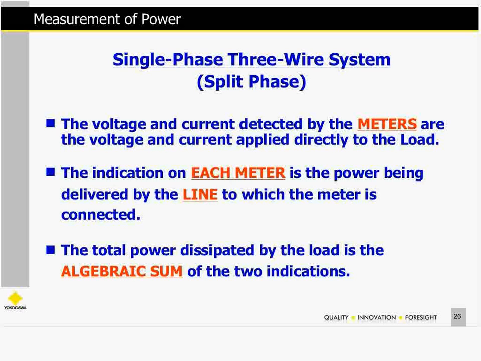Now, in the single-phase 3-wire system, which we call split phase sometimes, the voltage and current detected by the meters are the actual voltage and current applied directly to the load. The indication on each meter is the power that's being delivered by that line to which the meter is connected. And then the total power is just the algebraic sum of the two indications.